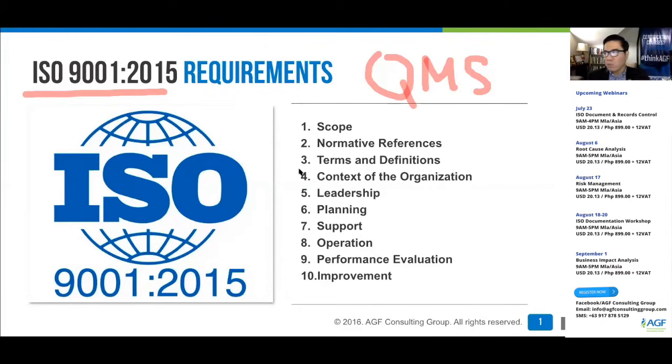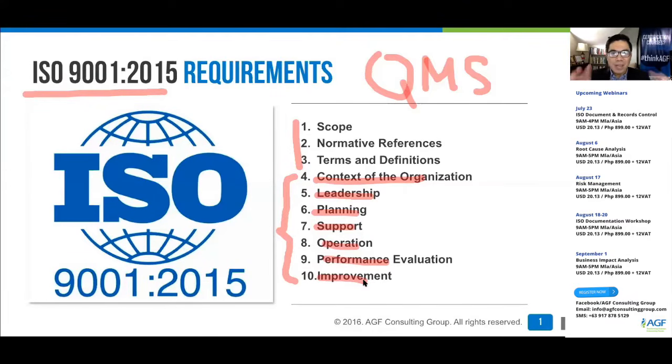It's actually broken into two parts. Clauses 1, 2, 3 are the first part. These are not requirements, by the way. The requirements start from clause 4 up to clause 10. So these are the requirements. You should already know what is context of the organization, leadership, planning, support, operation, performance evaluation, improvement.